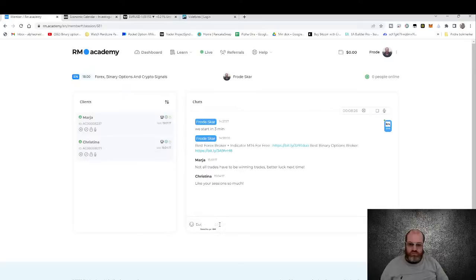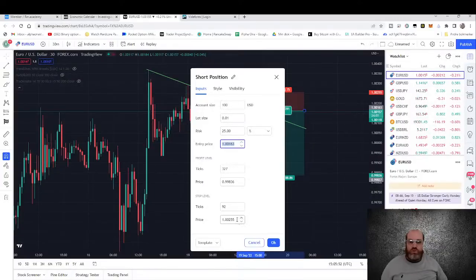It's Euro USD short trade. We enter at, let us see, we take our stop loss at this position here.